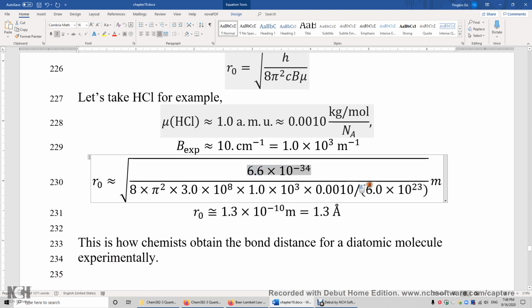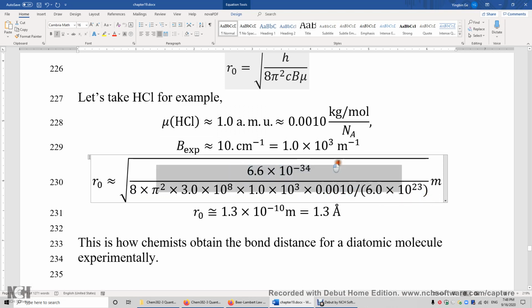Well, of course, I'm just making approximations. You can get more accurate data. I think this is 6.626, right? And I think this is 2.9979. And I think you can get a more accurate value for B. And over here, the reduced mass of HCl is slightly smaller than 1.0 AMU. And I believe if we convert it to kilograms, it's going to be roughly 1.60 times 10 to the power of negative 27 kilograms.